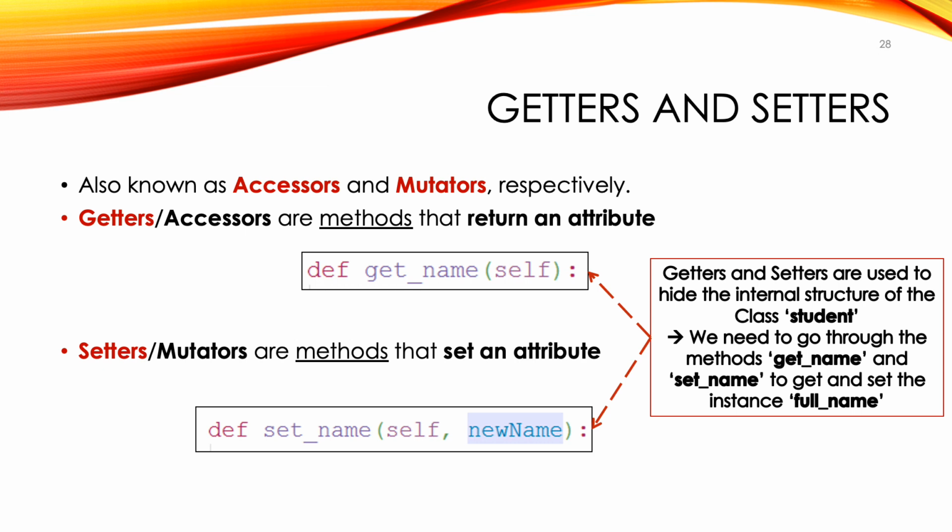We use getters and setters to hide the internal structure of the class student. So we cannot access directly the full name attribute of class student. We need to go through the getters and setters. getName in order to return the student's name. setName will set the name.